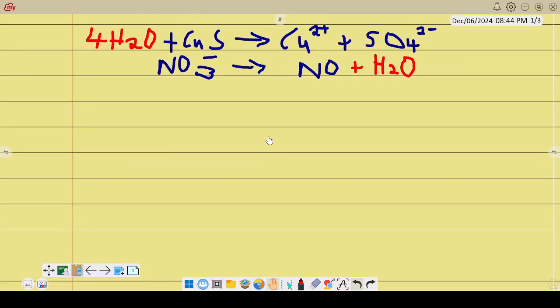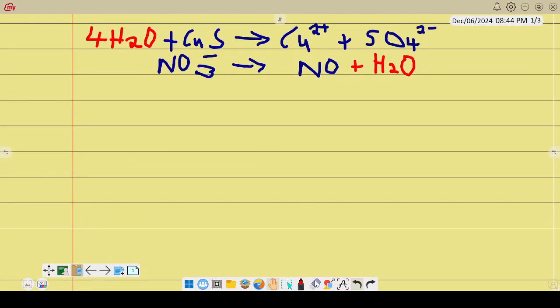We go to step number 3. So we can first write what we have. We have 4 water molecules and this.